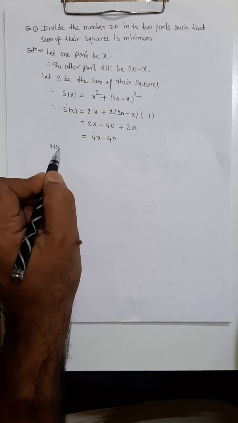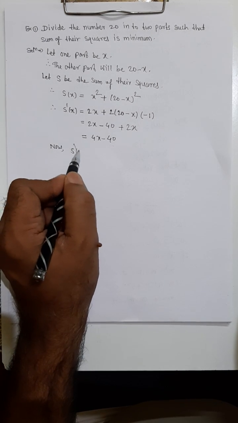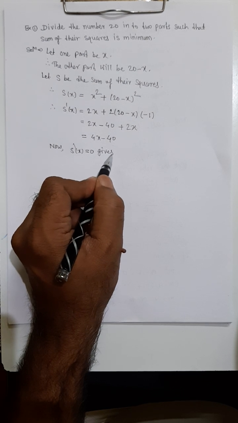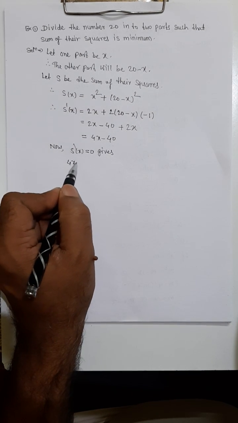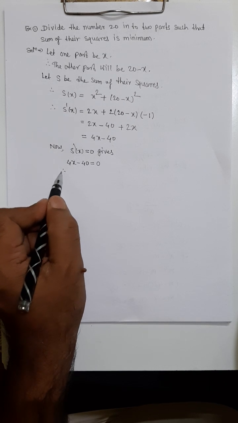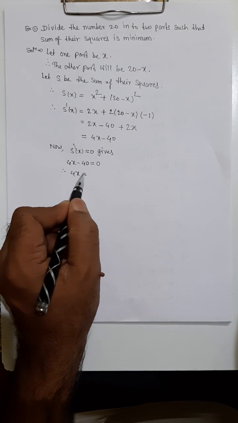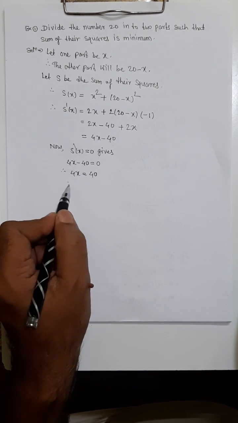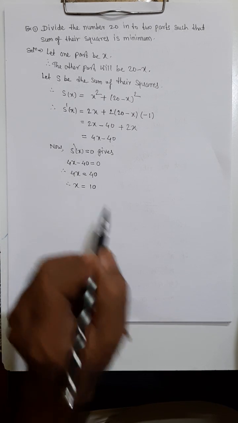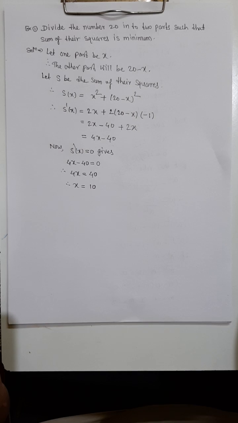Now, next step, we solve the equation s dash x equal to 0, which gives 4x minus 40 is equal to 0, and this gives 4x is equal to 40, and therefore x is equal to 40 divided by 4, that means 10. So we get the point as 10.